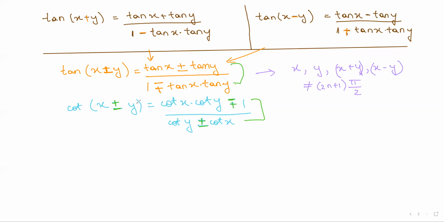Here, in cot(x+y), all the angles which are x, y, x+y, and x-y should not hold the value of integral multiples of pi. That means they should not have n pi as their values. n can be any integer. n belongs to Z in both the cases.